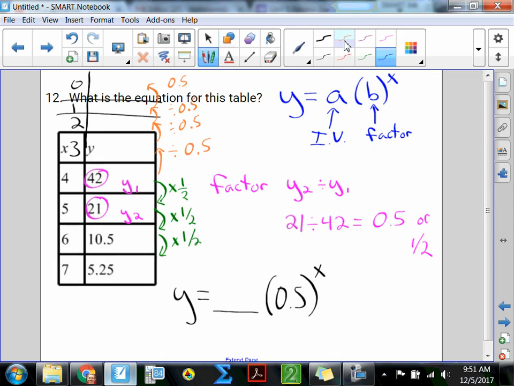So I can do this in my calculator and write down the values. 42 divided by 0.5 is 84. 84 divided by 0.5 is 168. 168 divided by 0.5 is 336. And 336 divided by 0.5 is 672, which is my initial value because that's the y-intercept.